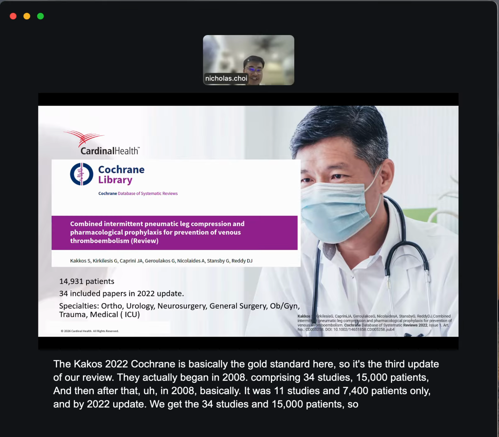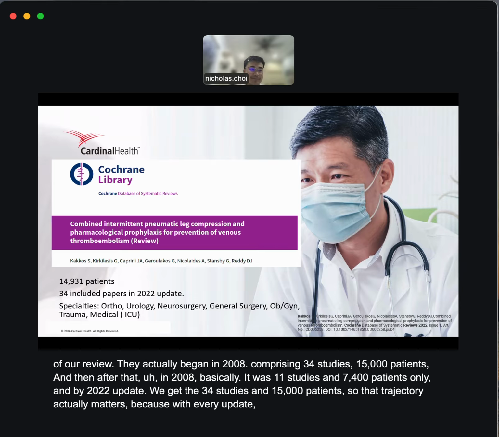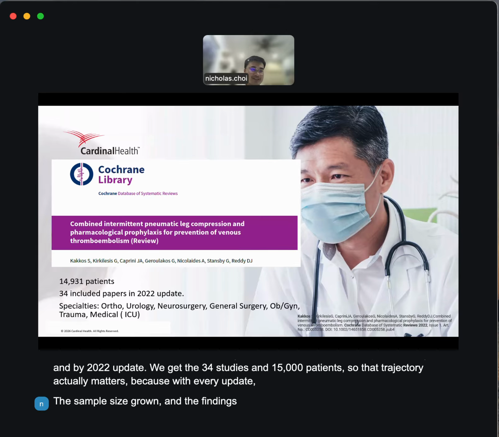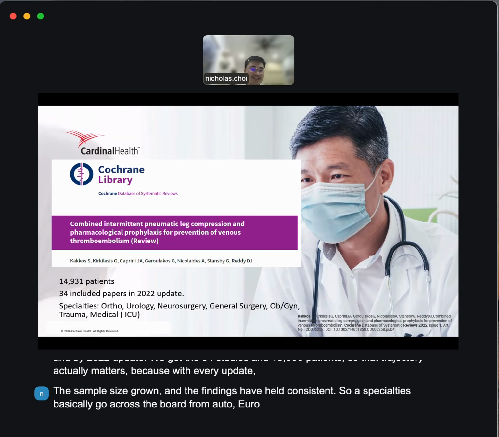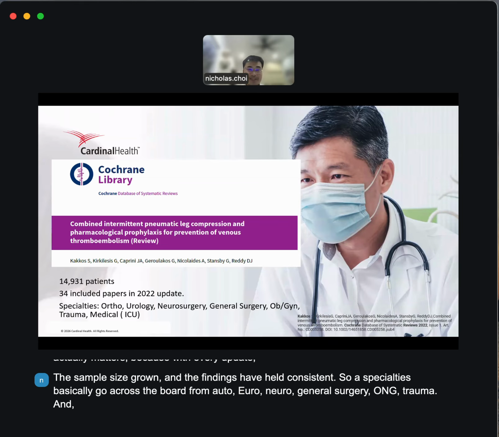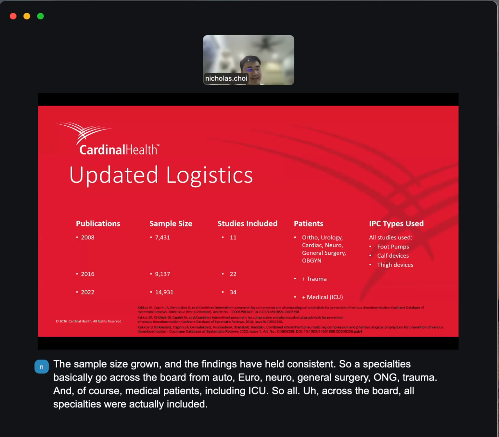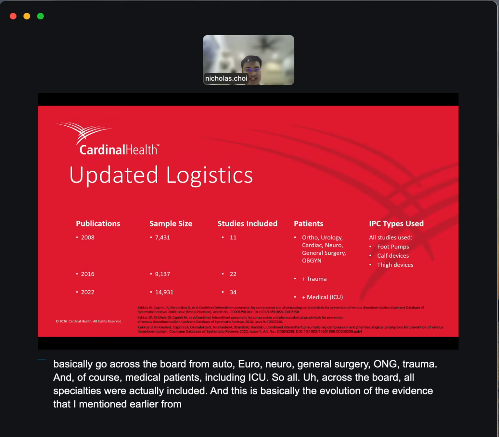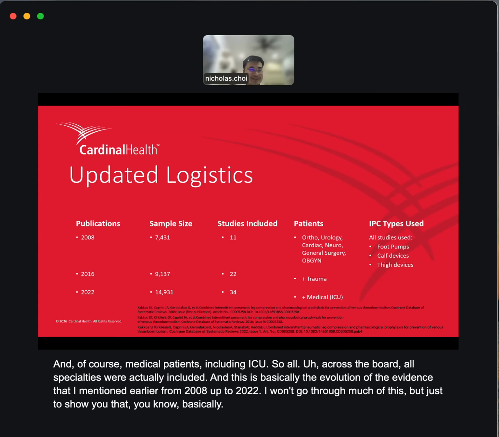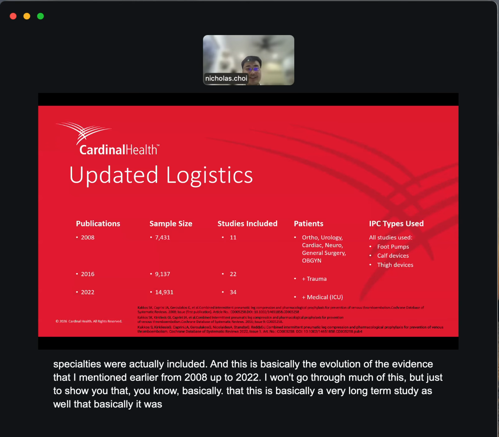That trajectory matters because with every update, the sample size has grown and the findings have held consistent. The specialties go across the board: ortho, uro, neuro, general surgery, OB-GYN, trauma, and of course medical patients including ICU. So all specialties were included. And this is the evolution of the evidence that I mentioned earlier, from 2008 up to 2022. I won't go through much of this, but just to show you that this is a very long-term study as well, last updated in 2022.